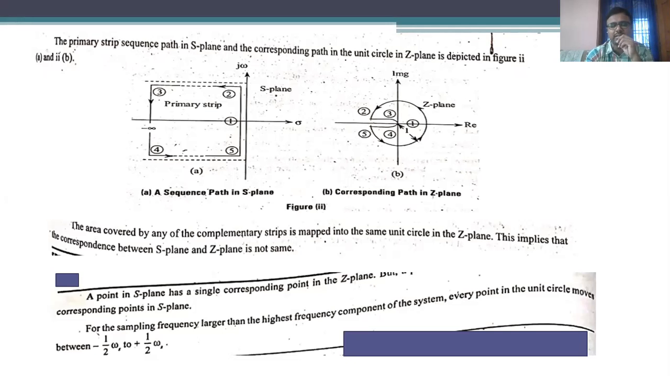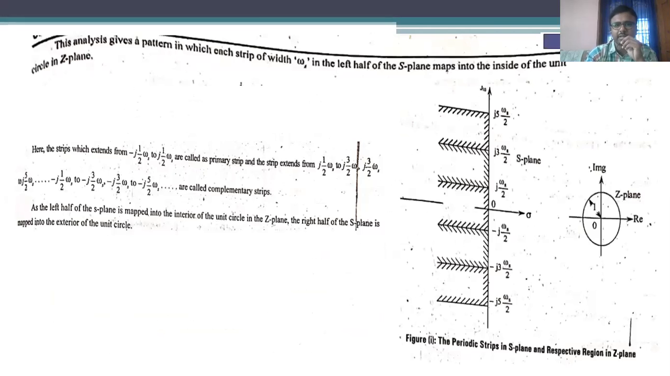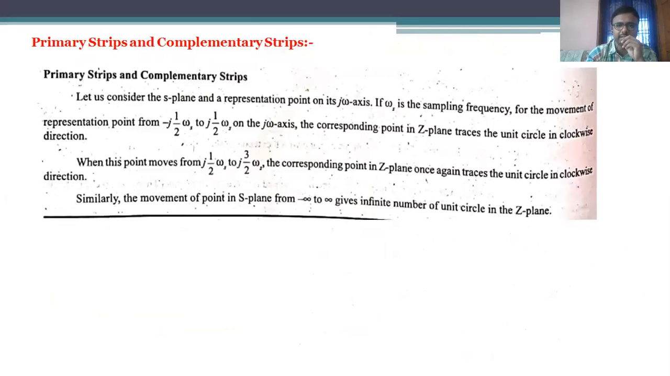So these are the concepts regarding the primary strips as well as the complementary strips. This question is also very important, and it has been asked repeatedly in your previous university question papers for 10 marks.